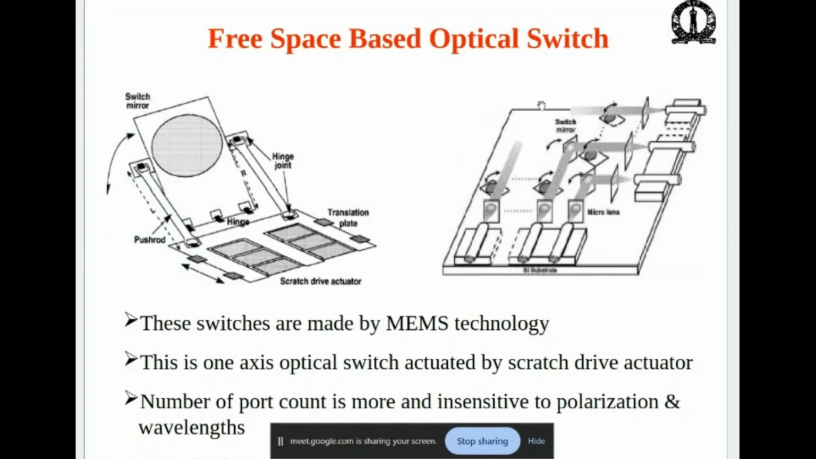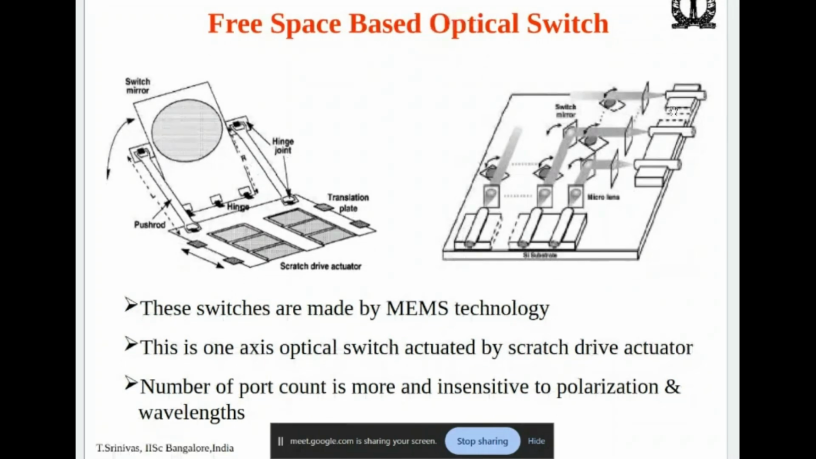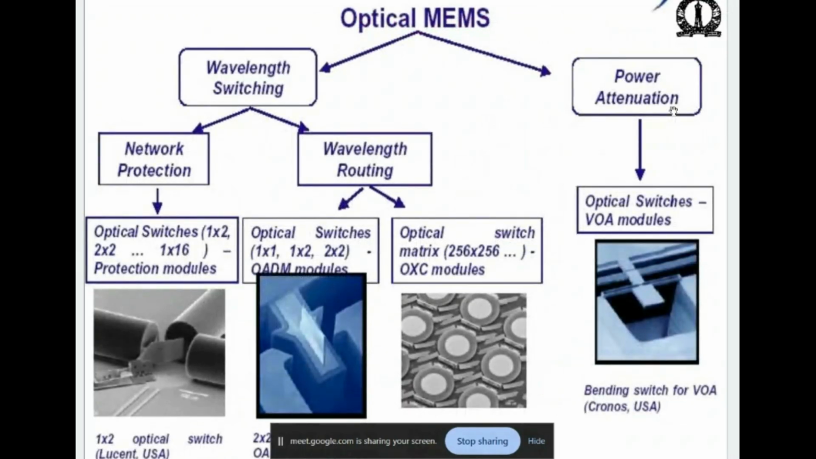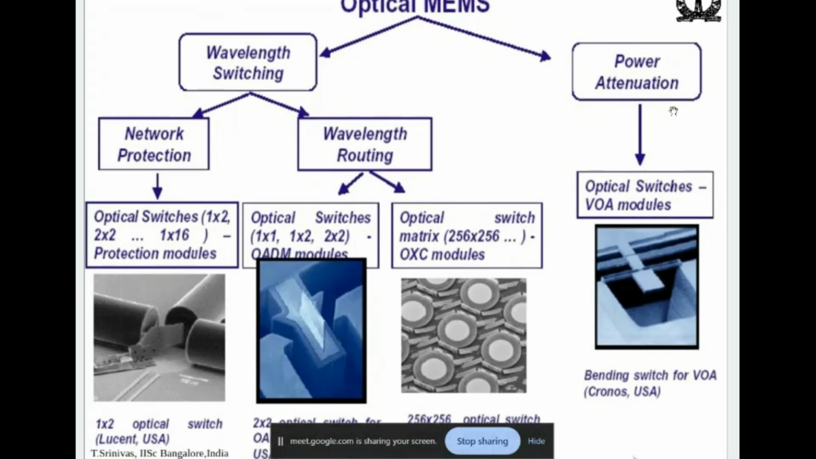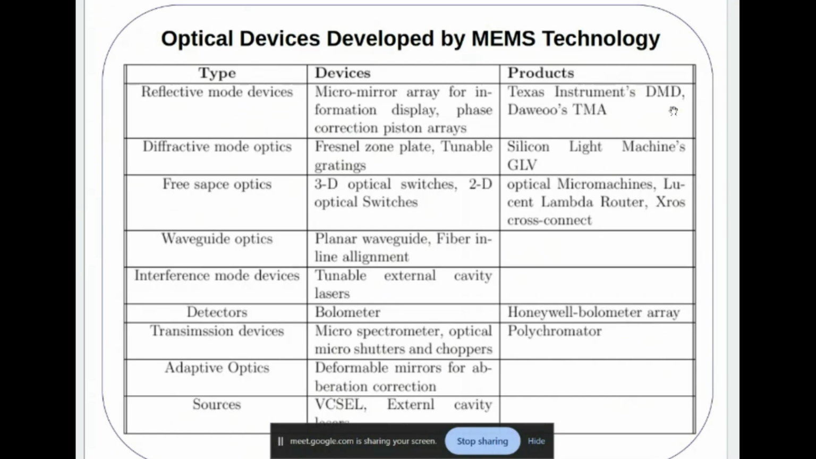You can see there is an array of mirrors and inputs and outputs. Some of them are active, some of them are flat. So you can do any connectivity, whatever you want, by this mechanism. A lot of optical MEMS work people have done for networking applications, for biomedical applications, switching, and so forth. So this is a summary of MEMS technology for optical application like diffractive optics and adaptive optics. Many things people have done.